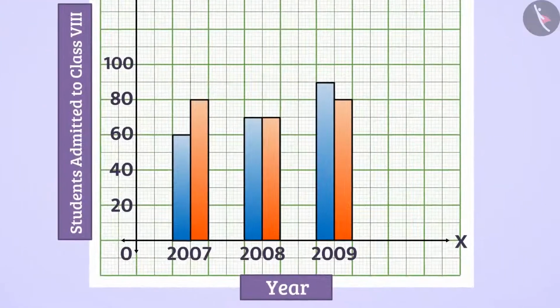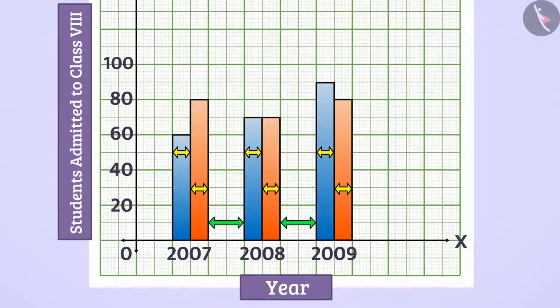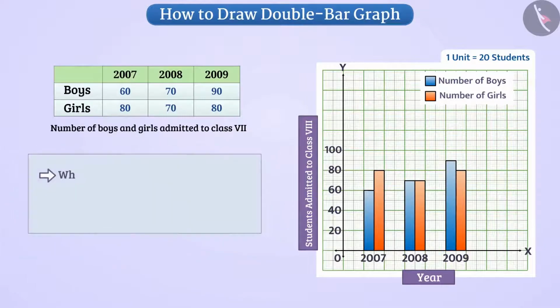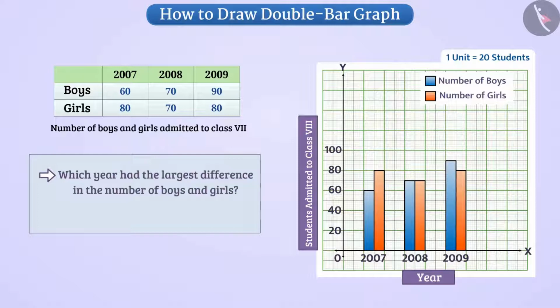Remember that we will keep the width of the bar equal and the distance between the pairs of bars will also be same. In this way, we will get a double bar graph. Now, if you want to find out which year had the largest difference in the number of boys and girls, then by looking at the lengths of the bar, we can easily tell that difference in number of boys and girls was largest in 2007. Similarly, we can also get different information.